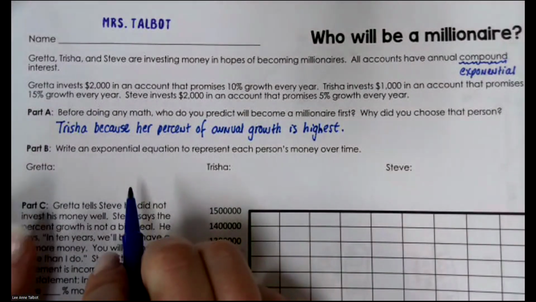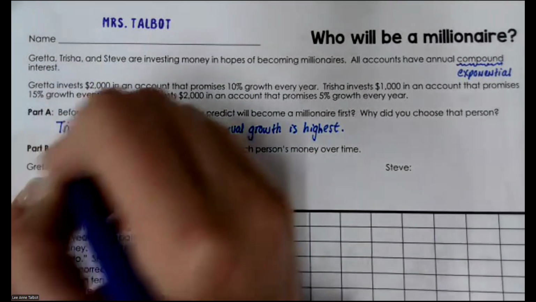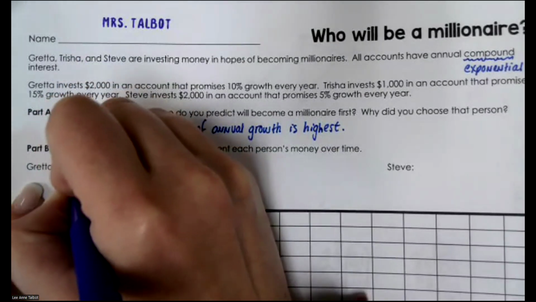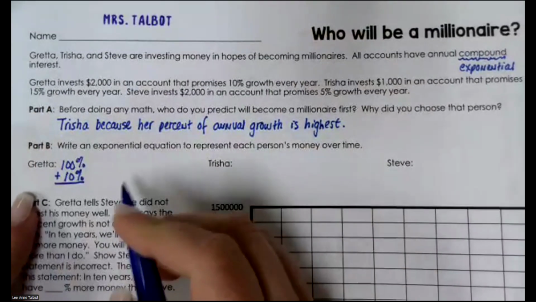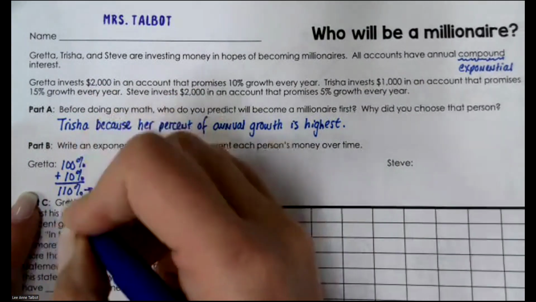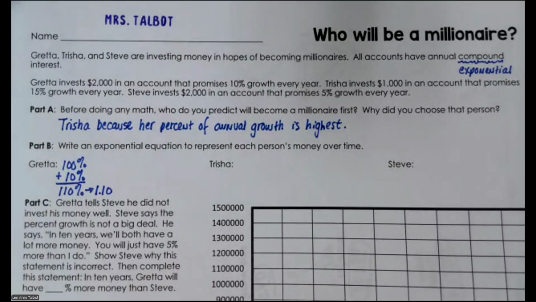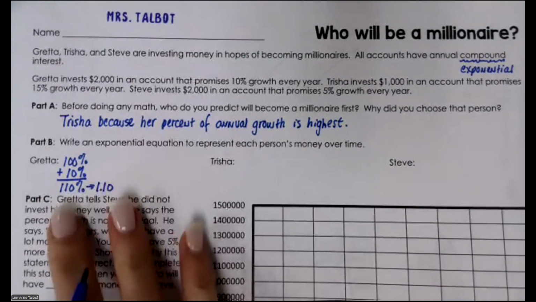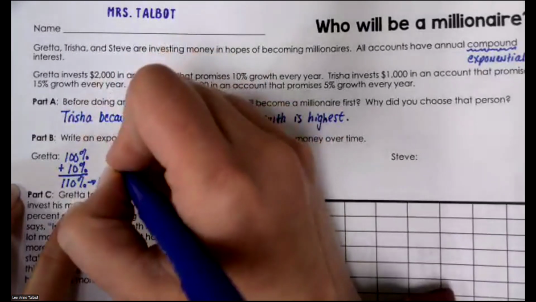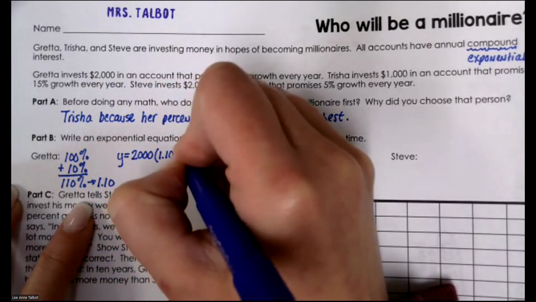Write an exponential equation to represent each person's money over time. Okay, so we're going to start with Greta's growth. And when we have growth, it's over 100%. So that means we go 100% plus 10%. So we're increasing, which means it's plus, which is 110%, which is 1.10. Okay, so her multiplier is 1.10. And once you get the hang of this, you probably won't need to show that math every time, but it's still a good idea. So her equation is y equals 2,000 times 1.10 to the x.